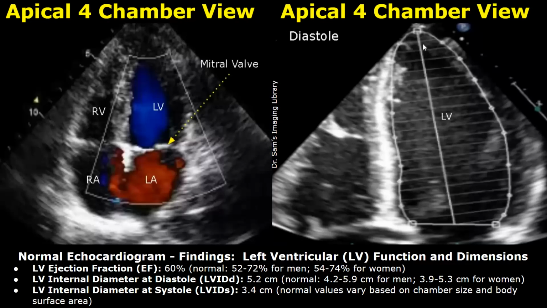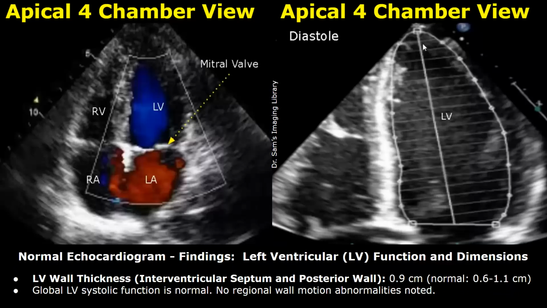Keep in mind that these normal values within the brackets can vary amongst different institutions. These are not fixed values and are just examples. After that, we have the left ventricle internal diameter at diastole, that is 5.2 centimeters. It is within normal range. The third parameter is left ventricle internal diameter at systole, that is 3.4 centimeters.